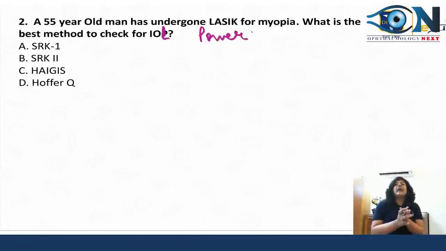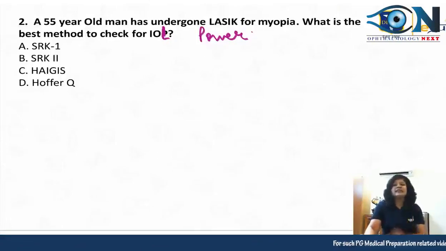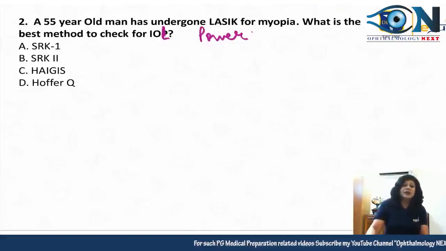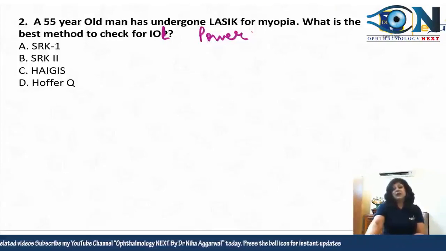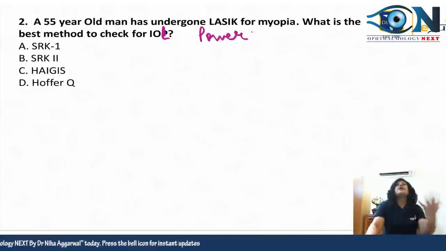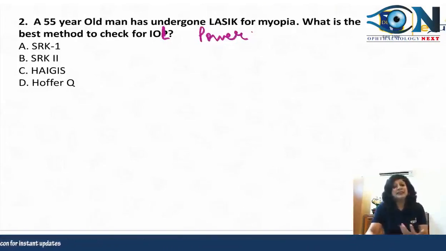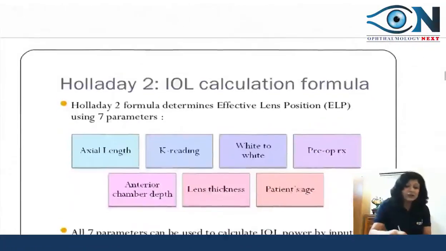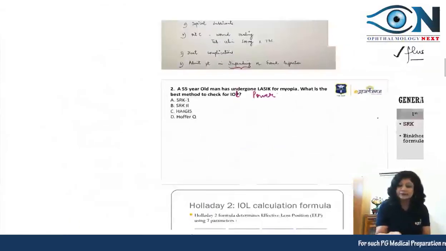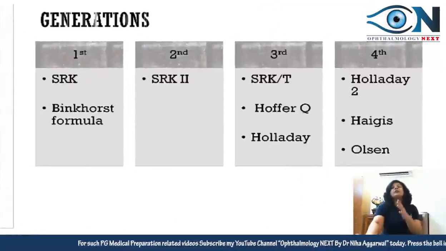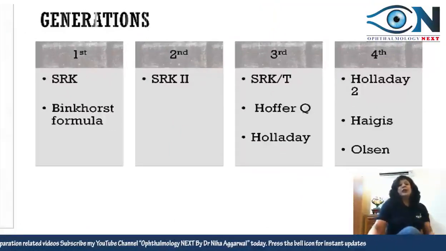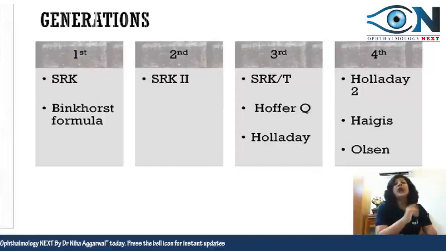The patient was there, and he has already undergone the refractive surgery, the LASIK surgery for myopia. Now they are asking what is the best method to check the IOL power. So I am happy that after quite a long time they have asked something related to the power and the cataracts. Otherwise they were mainly focusing on other things. So I want to show you something here. First of all, if you see, we have got different generations for the calculation of power of IOLs.